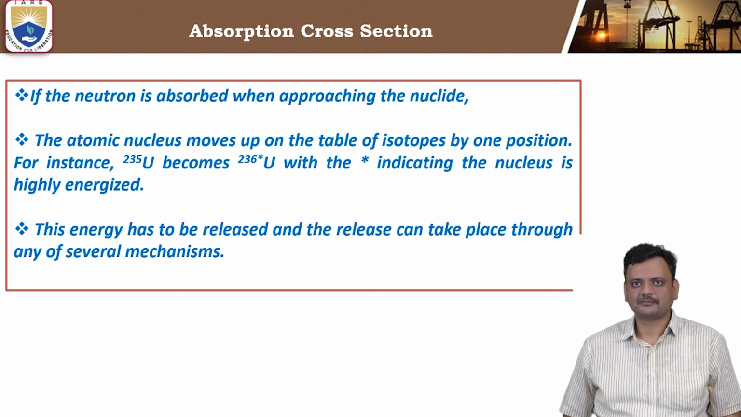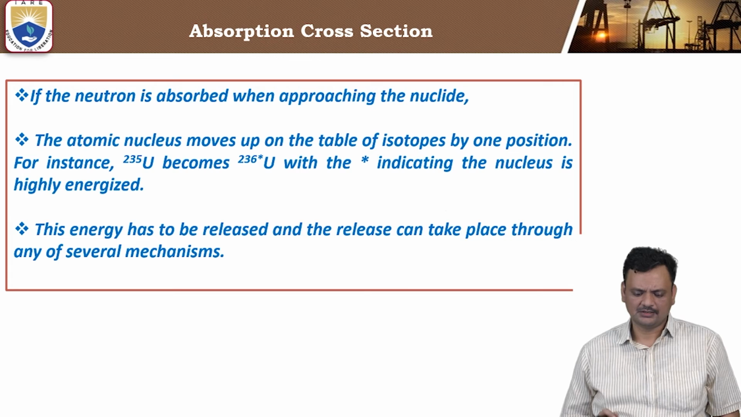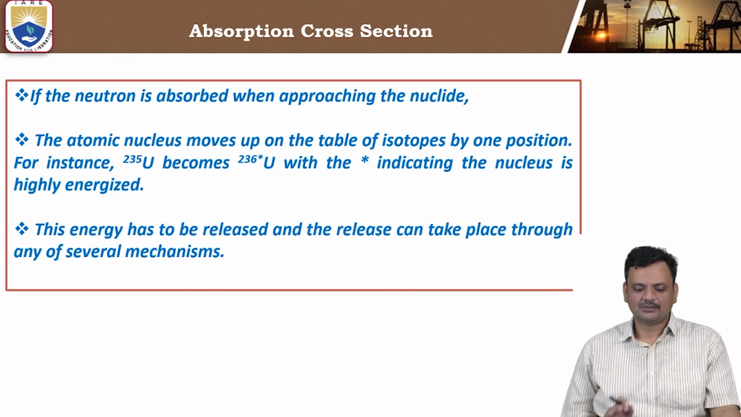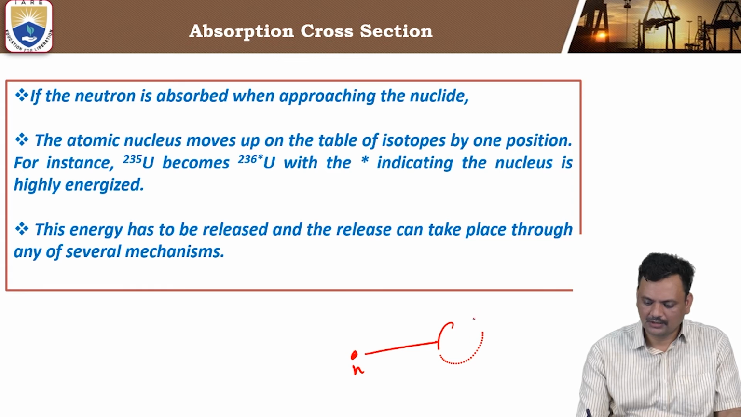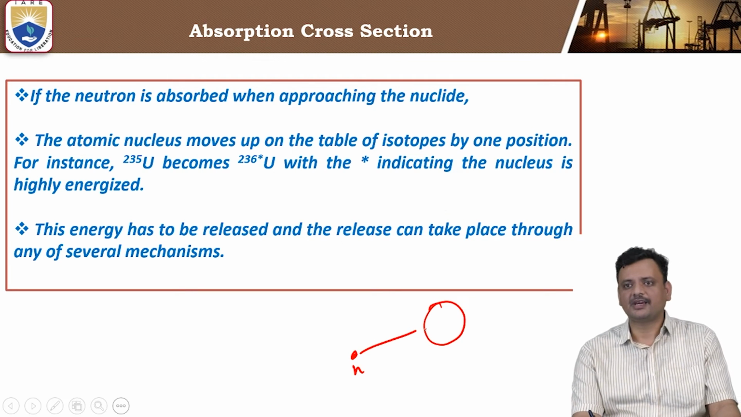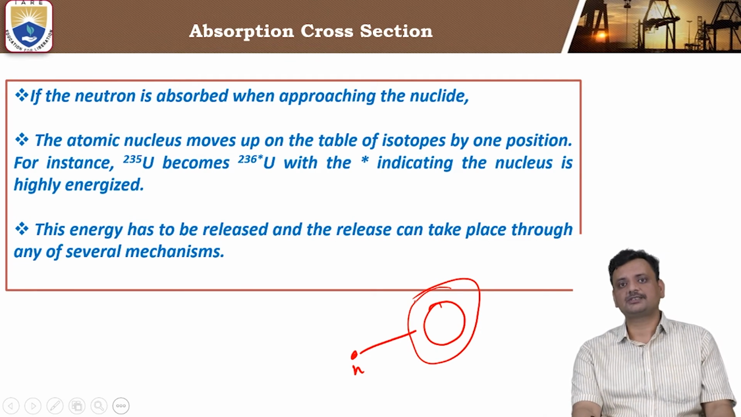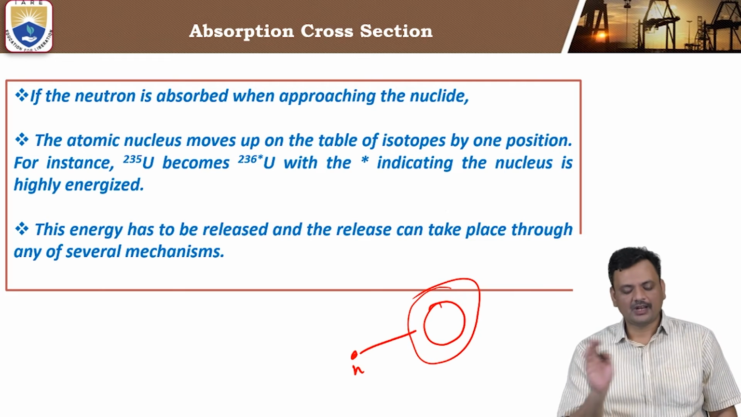Now, absorption cross section. If the neutron is absorbed when approaching the atomic nucleus, I am talking about the absorption cross section. If any incident neutron approaches the considered nucleus, then there is a chance it will go for absorption. So this is your absorption cross section. So what happens during the absorption? If a neutron is absorbed, what happens?